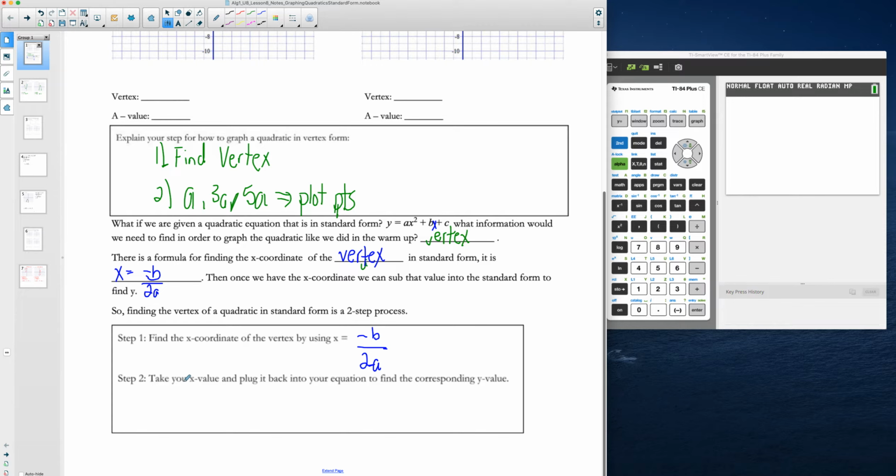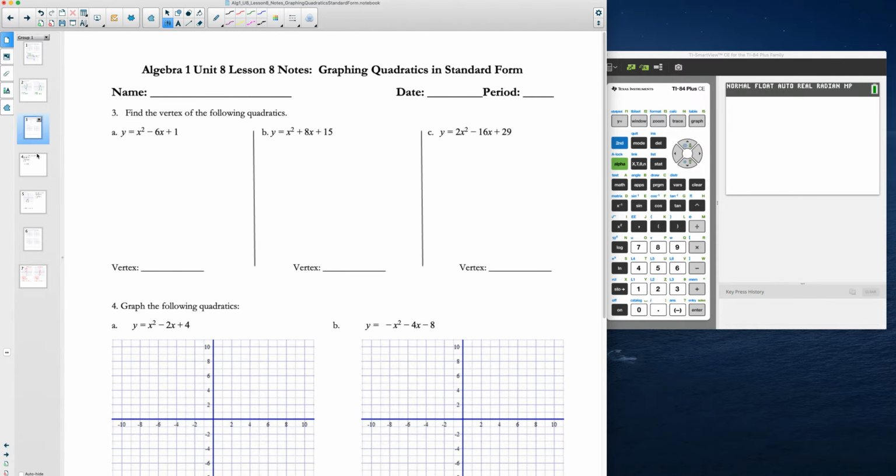So once again, the difference is this: in vertex form it's just one step. We can look at the equation and find the vertex, like we did in the warm-up. Here, finding the vertex is a two-step process. We have to find the x-coordinate using our formula, negative b over 2a. Then once we know the x value, we have to go back and plug it into our equation to find the y value. And then once we have that, it's just like what we did before. So let's jump to some examples where we're just going to find the vertex.